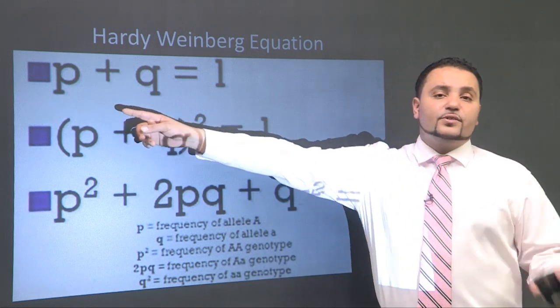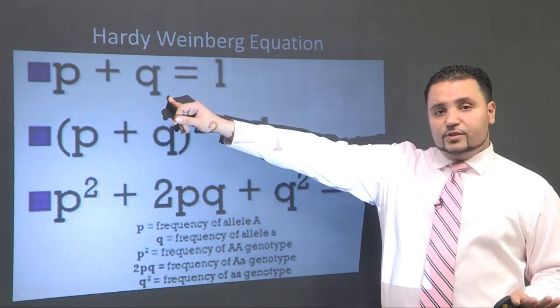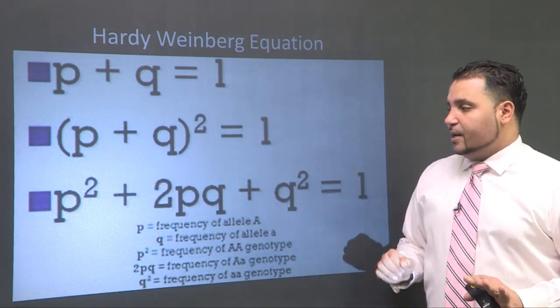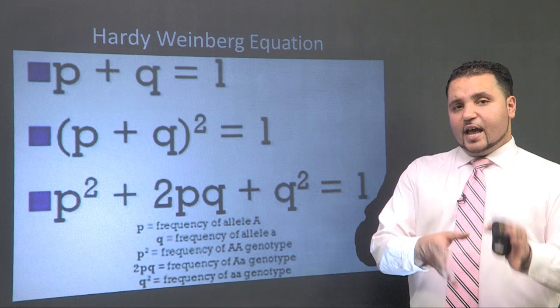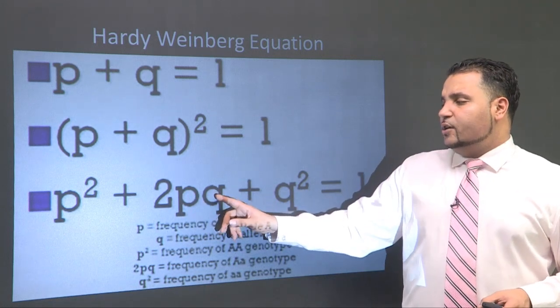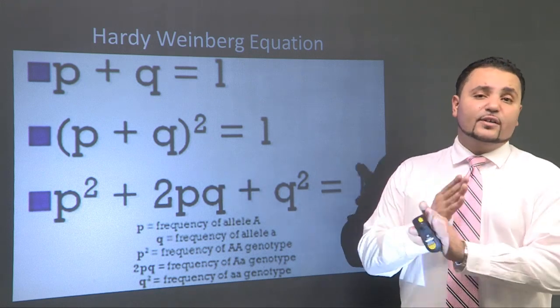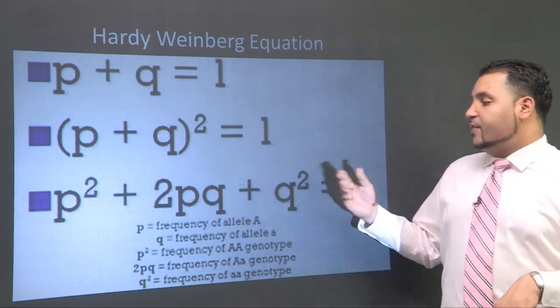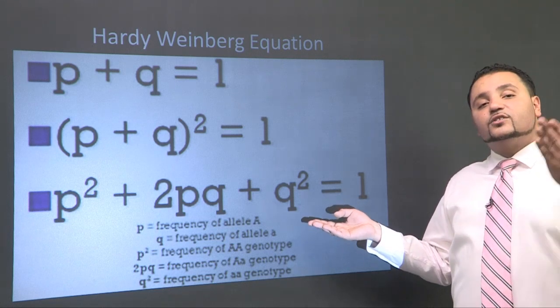P is going to be the percentage of the dominant allele. Q is the percentage of the recessive allele. P squared is the homozygous dominant. 2PQ is the heterozygous. And really what it should be is PQ or QP, either way is correct. That's why there's a 2 there, okay, because there's 2 versions of it. And then finally, Q squared is the homozygous recessive.